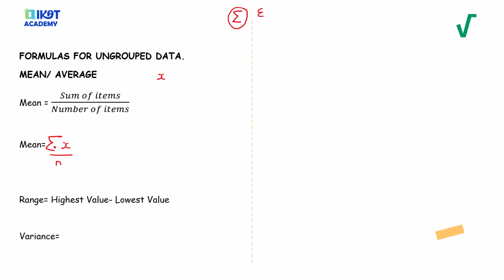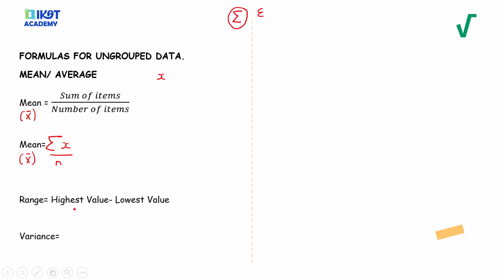So this is a formula we are going to be using even for ungrouped data, but we're going to see how it applies. Then the range is the highest value minus the lowest value. So this is how we calculate the mean. The symbol for mean is x bar. Hope you can always remember this.